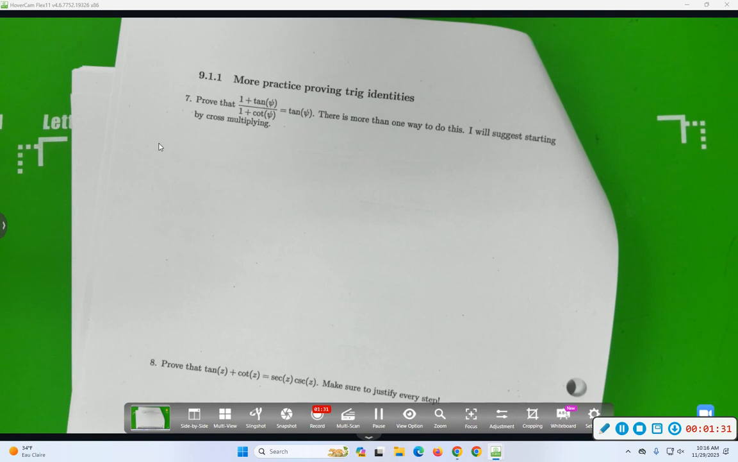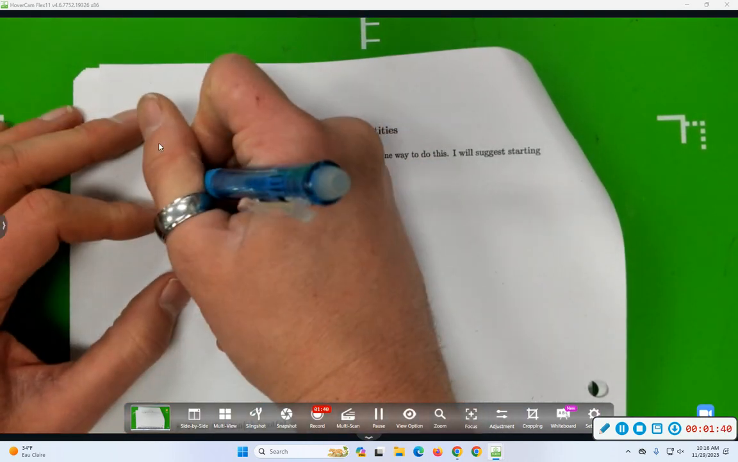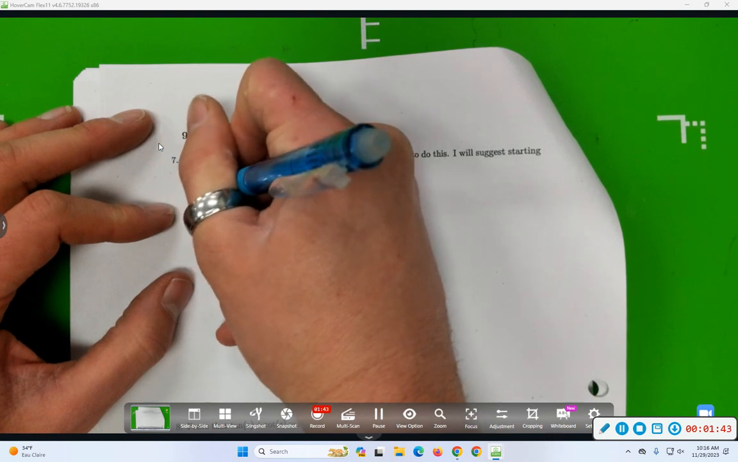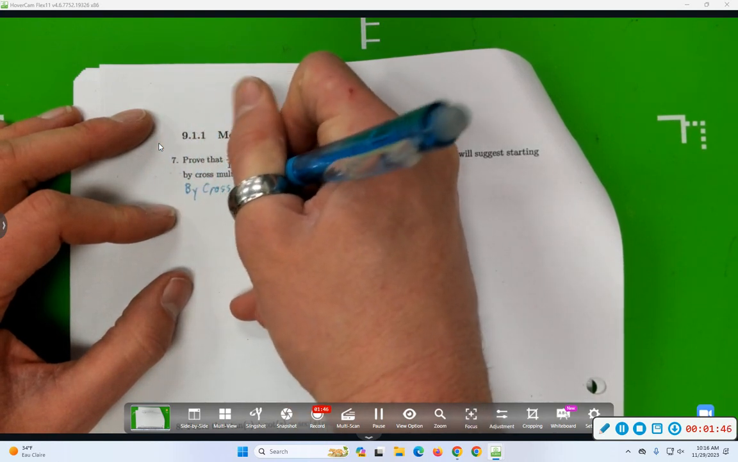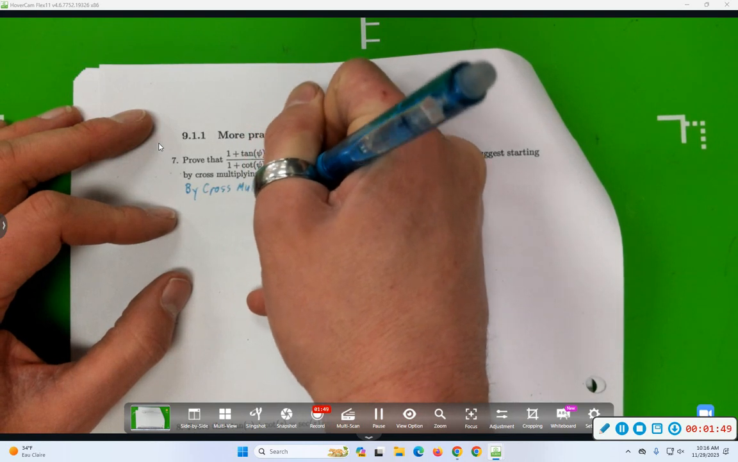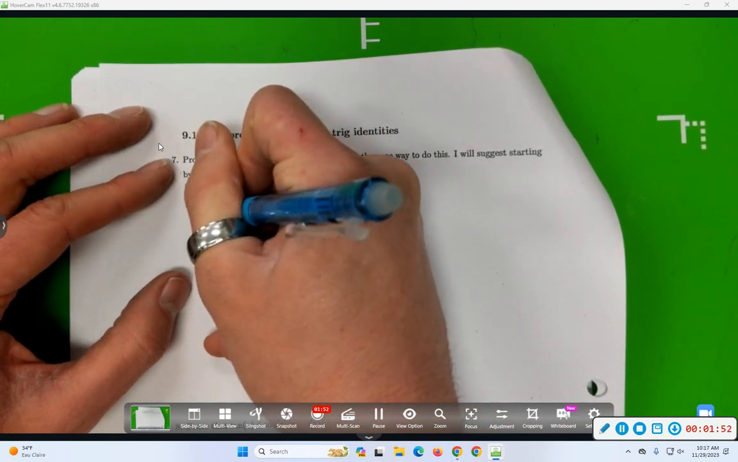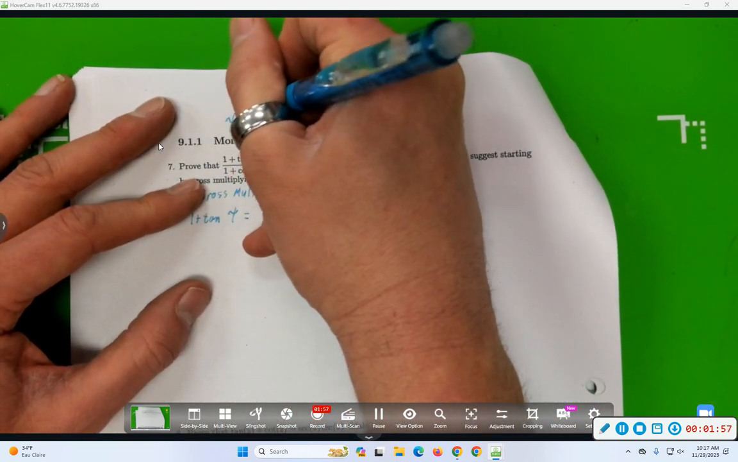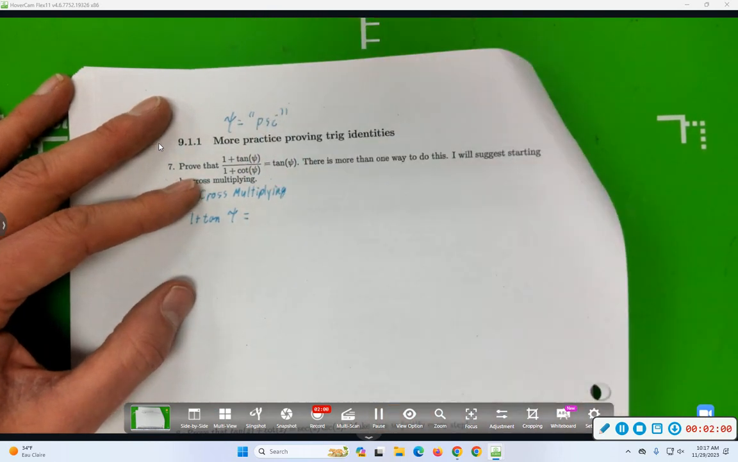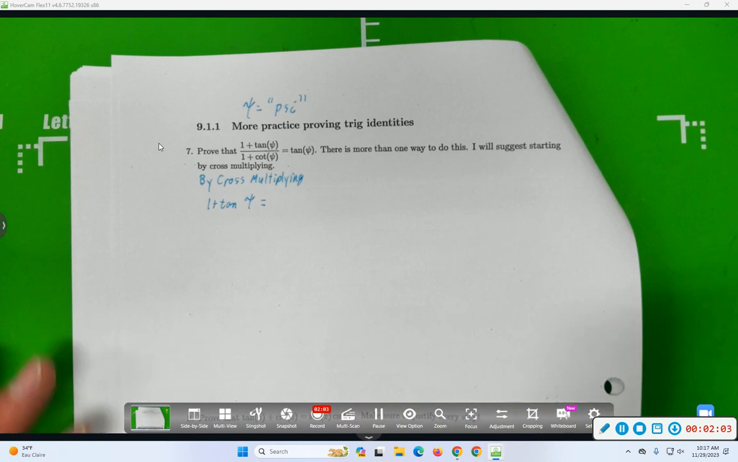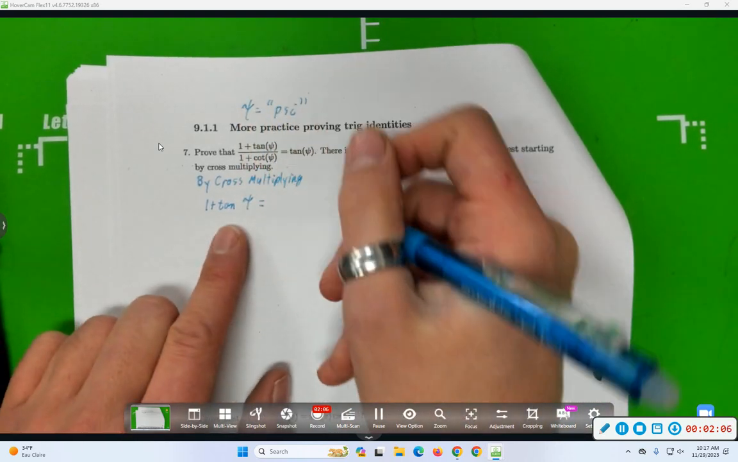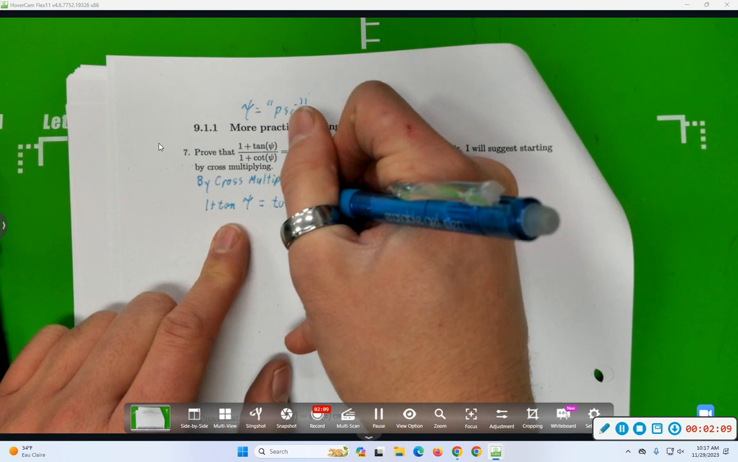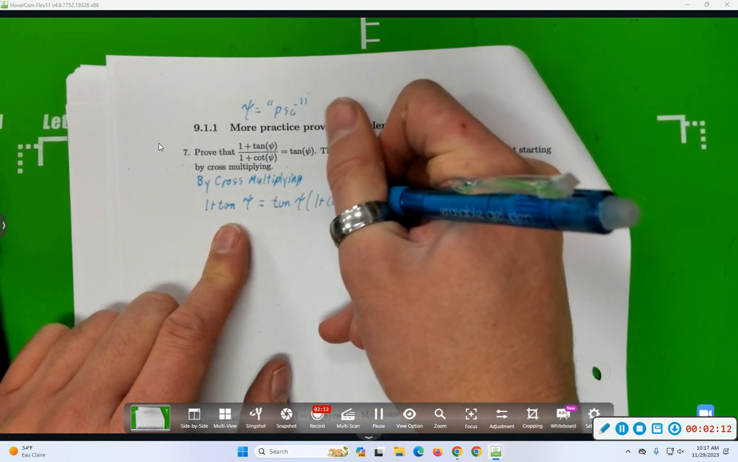Multiply it to the other side? Yeah, and the fancy word for that is cross-multiplying. So let us begin by cross-multiplying. By cross-multiplying, we get 1 plus tangent psi, and I don't know if I've used that letter before. That's the Greek letter psi. That's not important, but 1 plus tangent psi is equal to tangent psi times 1 plus cotangent psi.